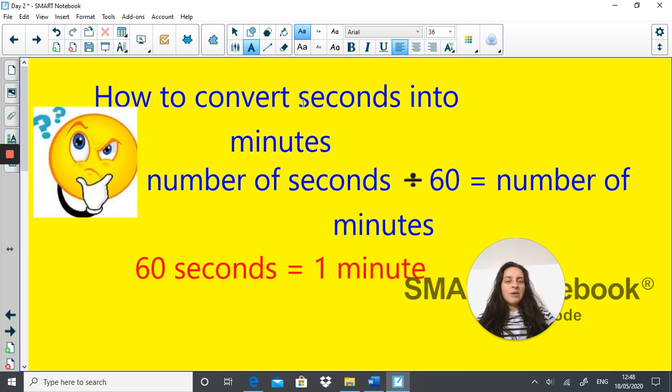Now, how to convert seconds into minutes? So the number of seconds divided by 60 gives the number of minutes, and we know this already from yesterday when we were looking at seconds, dividing it by 60. That'd be how many minutes there are. Whatever the remainder was, remember those were the seconds that were left over. Good job.